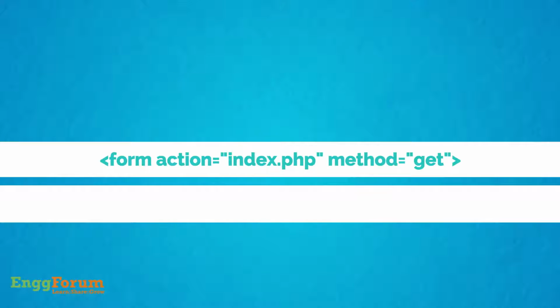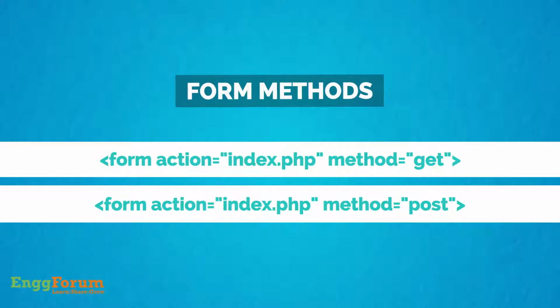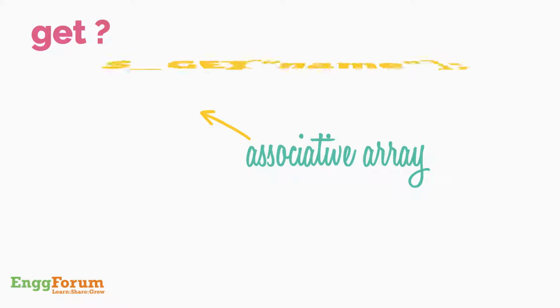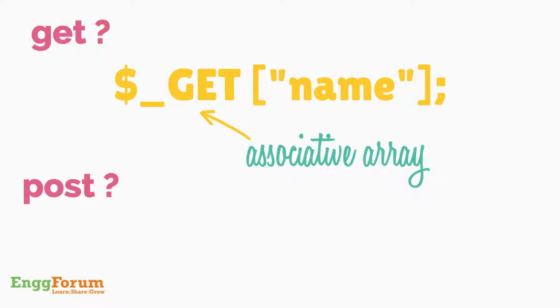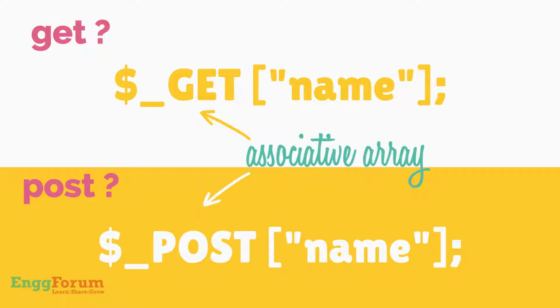Here, the method that you would like to adopt should be specified in the method attribute inside the form element. If you use the get method to send data, these data will be stored in the associative array GET. If you use the post method, then the data will be available in the associative array POST.